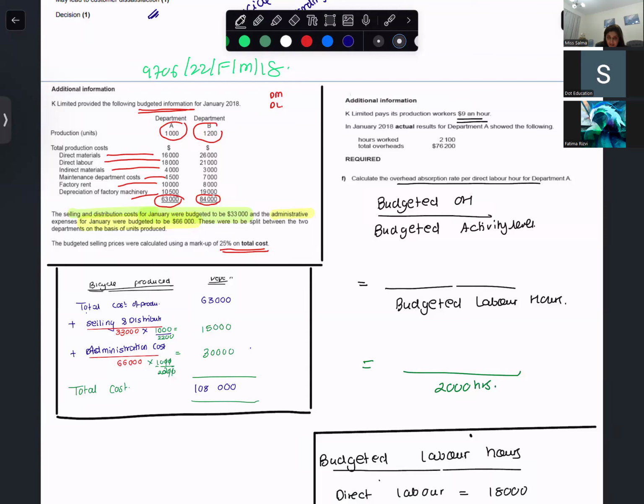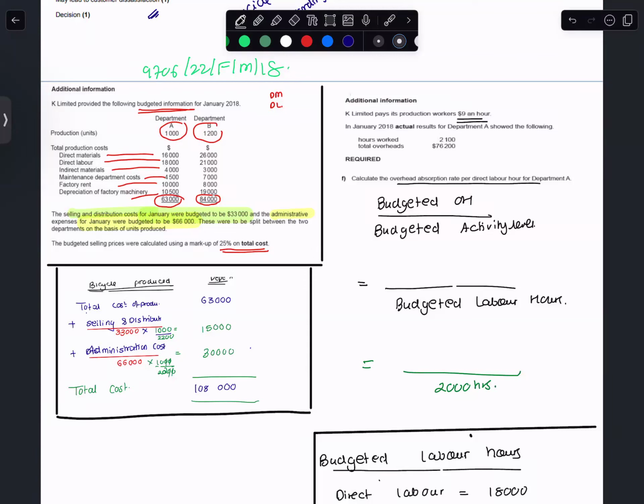So they have asked us to calculate the overhead absorption rate. Are you with me? Yeah. Overhead absorption rate means you have budgeted overheads divided by your budgeted activity level. Are you with me? Yes, miss. Okay. Now let's talk about the budgeted overheads.